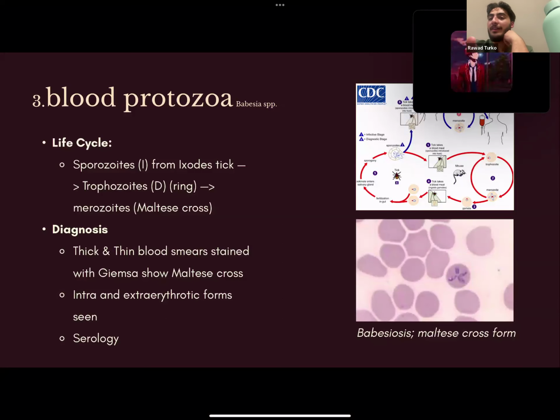Okay, so again, this is the life cycle. So the sporozoites from the tick, then the trophozoites that are diagnostic. So the sporozoites would be infected, the trophozoites would be the diagnostic, and then the merozoites which would form these Maltese cross. Diagnosis is similar. You have thin and thick blood smears, stained with Giemsa stain, and it shows the Maltese cross. So this is the Maltese cross right here. You can see intra and extra erythrocytic forms, or you could test the serum for antibodies against Babesia. But mostly you're going to see this, so the thin and thick stains.